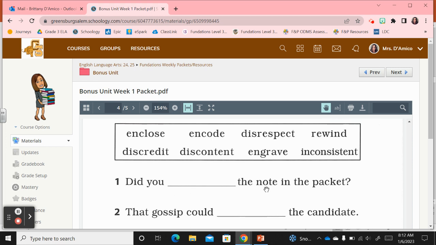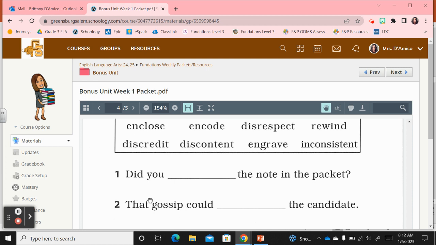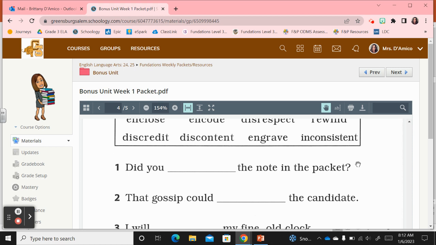Okay, so let's take a look at number 1. Did you blank the note in the packet? That means, did you put it in? So enclose means you closed it in the packet. I think that one is a good one. So did you enclose the note in the packet? Make sure you copy that word correctly and cross it off your list. And as far as scooping goes, I would just do, did you enclose the note in the packet? You could do 3 scoops, but remember there's more than one correct way.